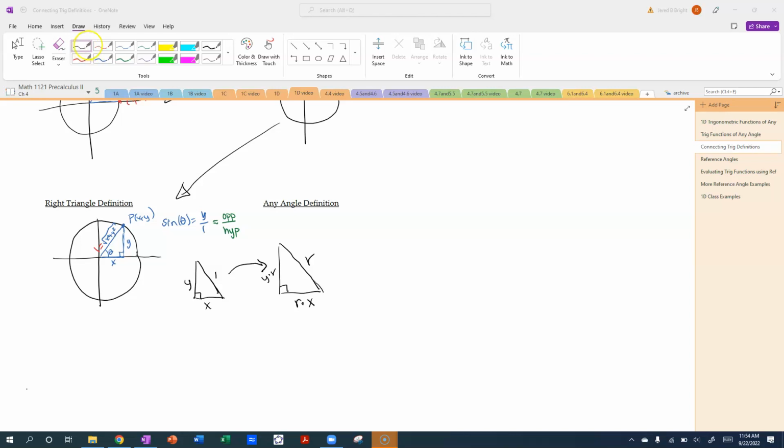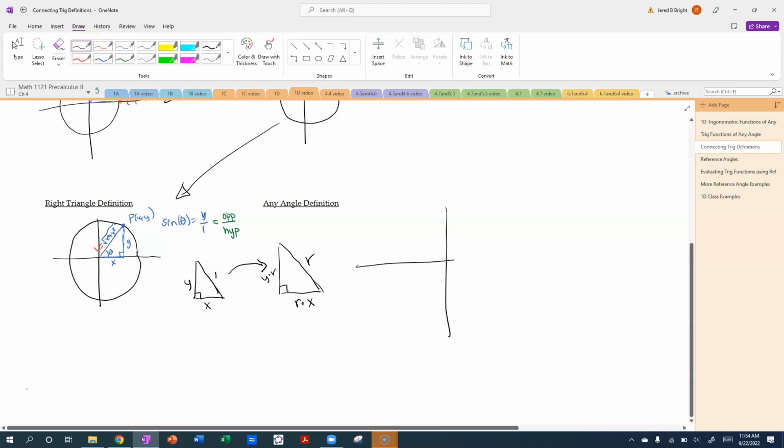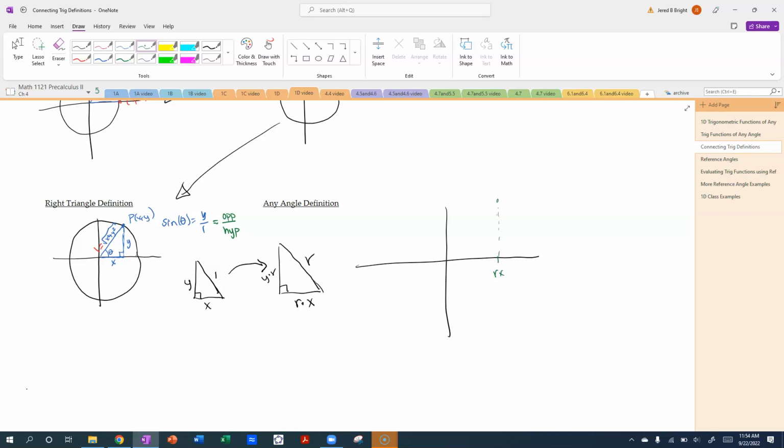Okay, and so what we see in the coordinate plane, we now have something that is out a little bit further. So let's call this Rx. And then we have something that's up further, call that Ry, R times Y rather. And then the diagonal distance still as R. This would still be theta. So we just have something that's bigger, right?